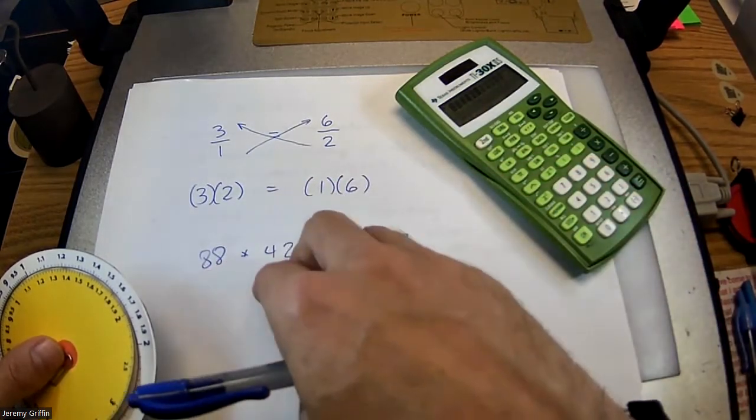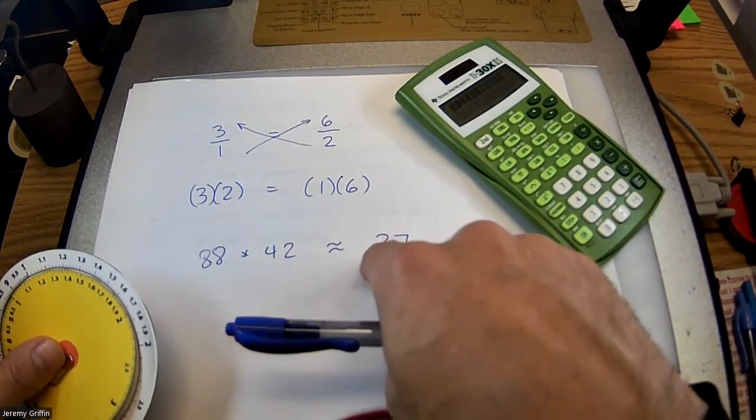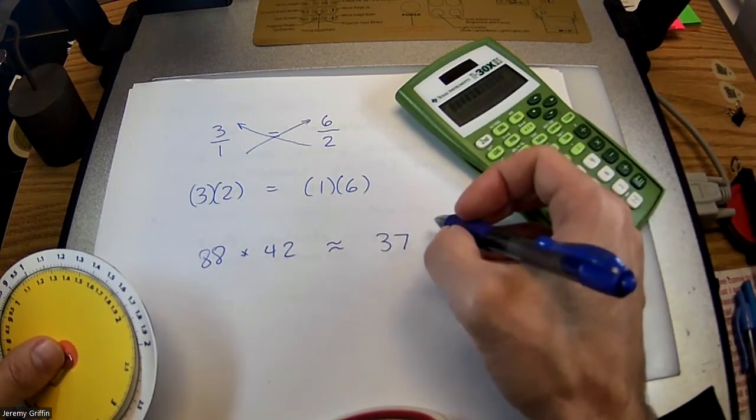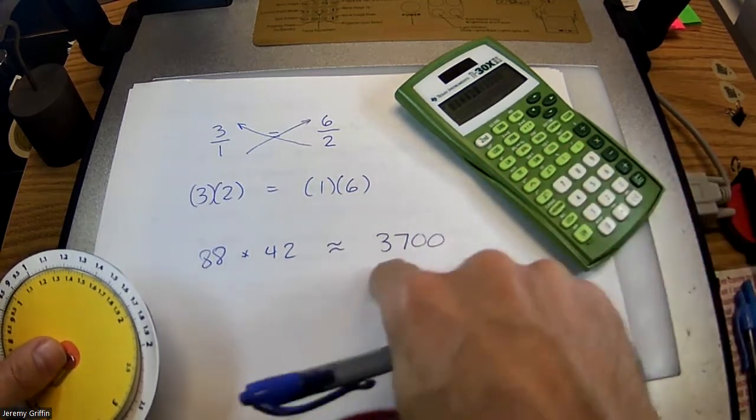So since 88 is a little bit less than 100, the number should be a little bit less than 4,200. So this is 3.7, what? How many zeros should I put? How about 3,700, right? Should be pretty close to that.